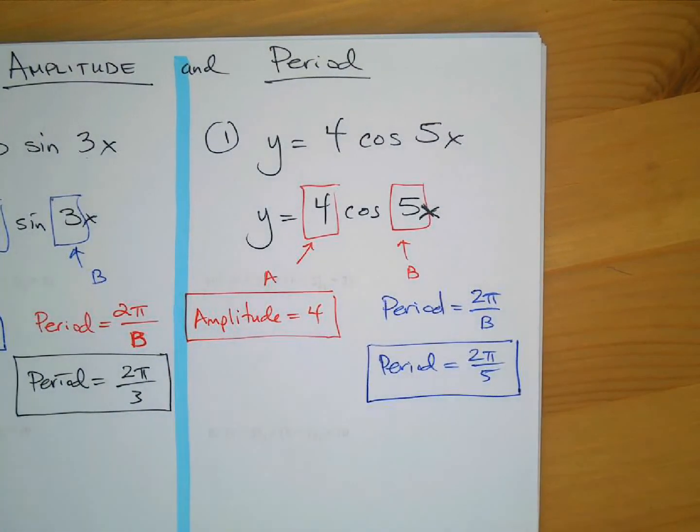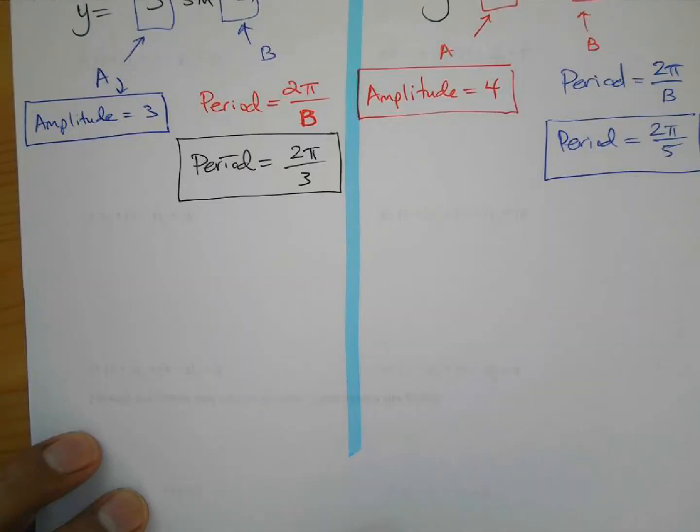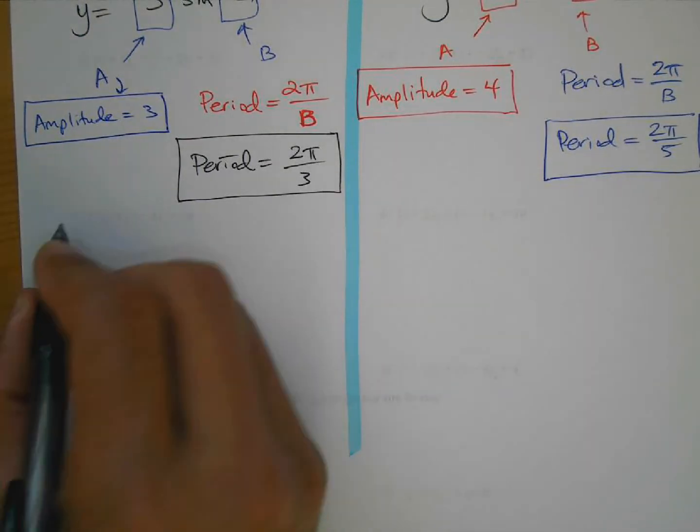I need you to get the period and the amplitude correct. Well, those are the first ones. Those were so easy. Don't think that's it. There's a lot more, and it's going to get more complicated. So continue with the notes. Number 2. Let's look at number 2.